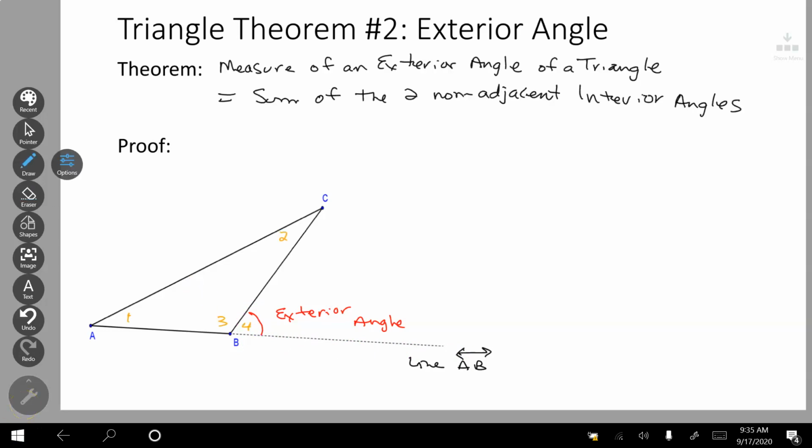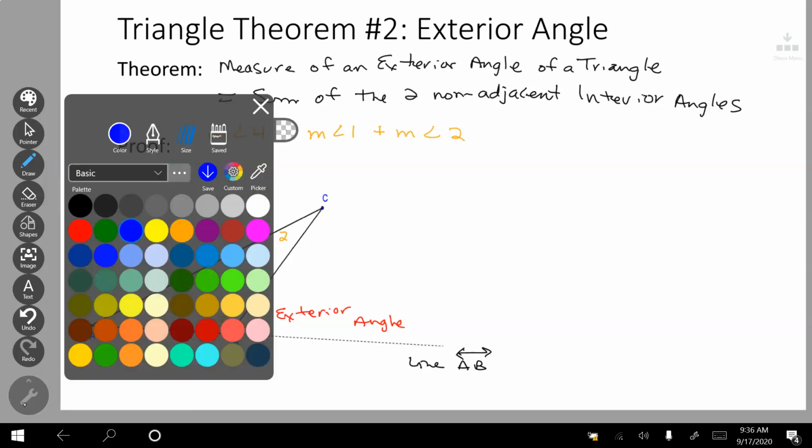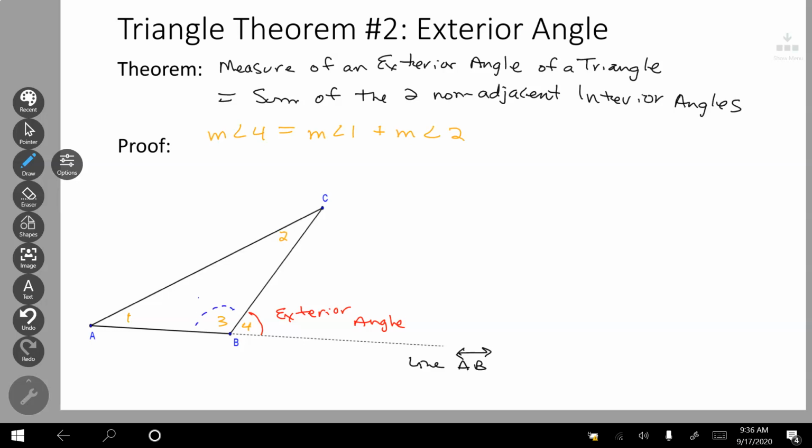The exterior angle theorem states that the measure of this exterior angle 4 is equal to the sum of the two non-adjacent interior angles. So angle 3 is the adjacent angle. The two non-adjacent angles would be the measure of angle 1 plus the measure of angle 2. This is the adjacent angle. So angle 4 is going to equal the sum of angle 1 and angle 2, and now we're going to prove it.